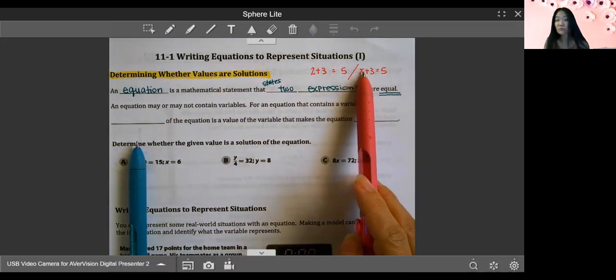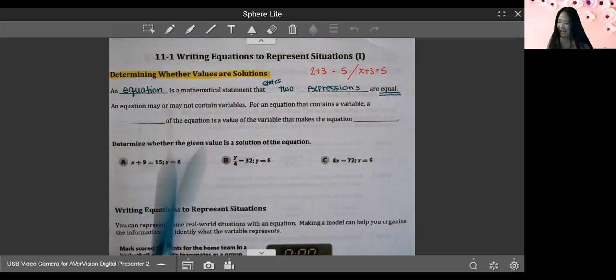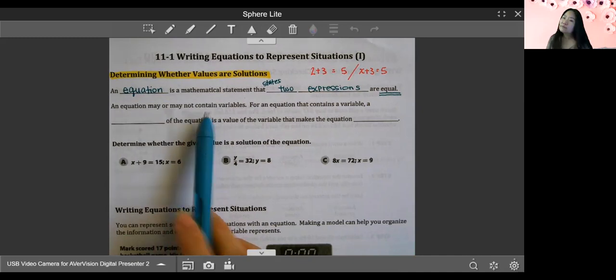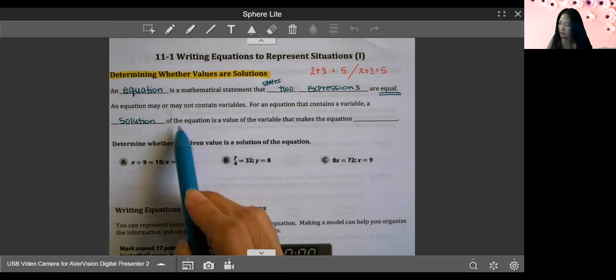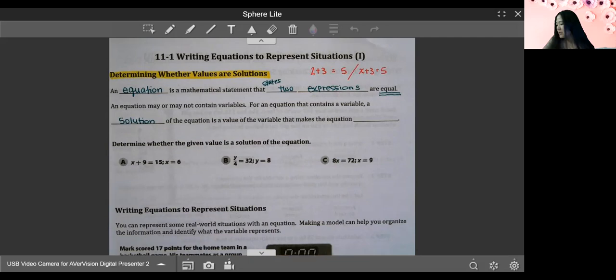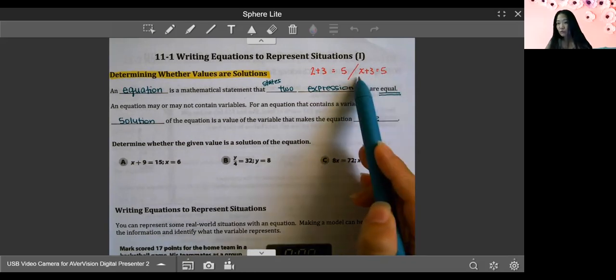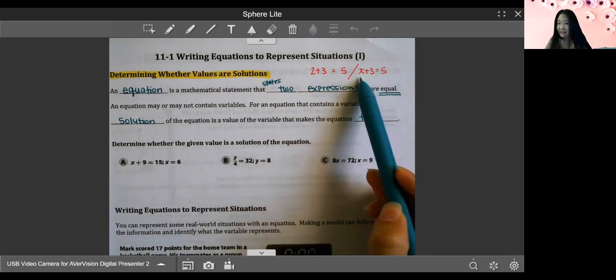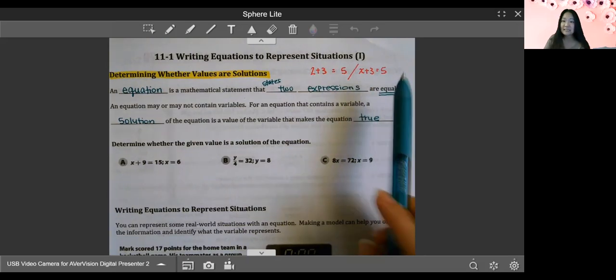Hopefully you all know that the solution of the equation is 2, because 2 is the value of x that makes the equation true, okay? Which is actually what we are doing today. An equation may or may not contain variables. For an equation that contains a variable, a solution of the equation is a value of the variable that makes the equation true. So if you look at this equation, the solution is 2. When x is 2, 2 is the solution of this equation. But let's say if I say x is 10, that is not the solution for this equation because 10 plus 3 is 13, it is not 5, okay? So the solution of the equation is the value of the variable that makes the equation true.